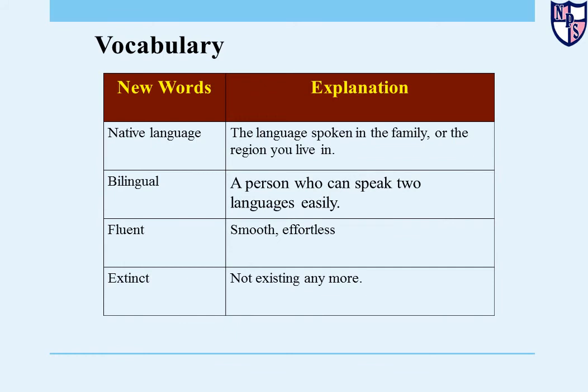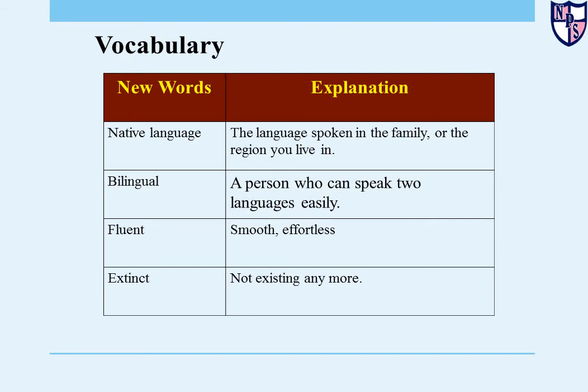Now the second word, bilingual. Bilingual means a person who can speak two languages fluently. Now the third word, fluent. As I said in the earlier sentence, fluent means being effortless, going smooth. When we speak in Urdu, we don't have to think carefully about what we are speaking because we are very fluent in that language and can speak effortlessly. We don't have to think before saying whether the sentence or the structure is correct. Now the fourth word is extinct.